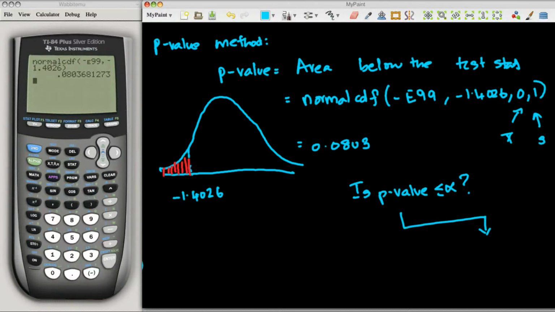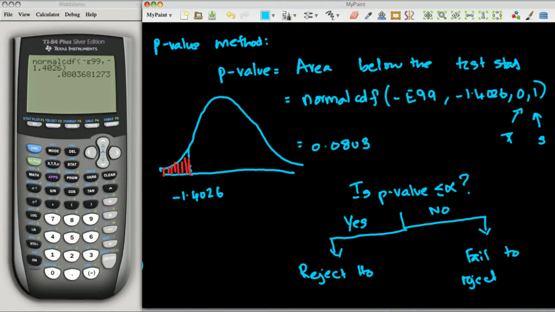So, is the p-value less than or equal to alpha? If we say yes, we reject the null. If we say no, we fail to reject the null. The p-value in this problem is 0.0803, and the alpha that we set in the problem is 0.15. So clearly it is less, so we reject the null. This is the same conclusion that we had previously.